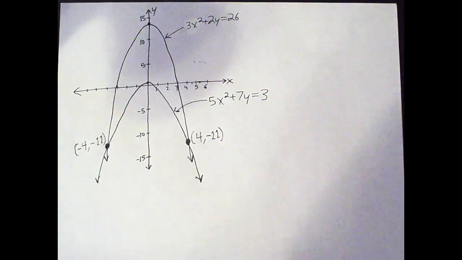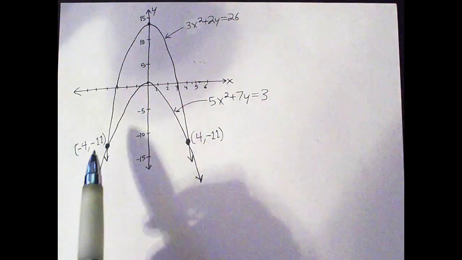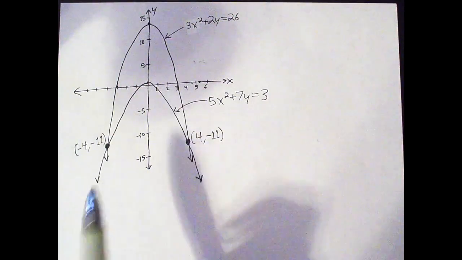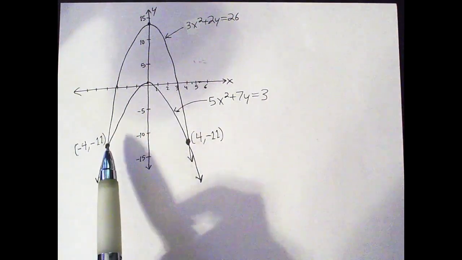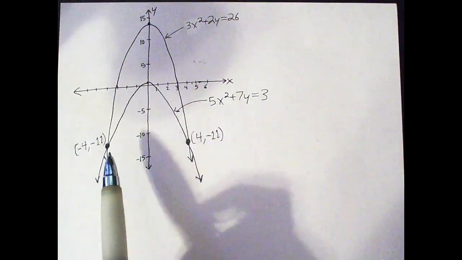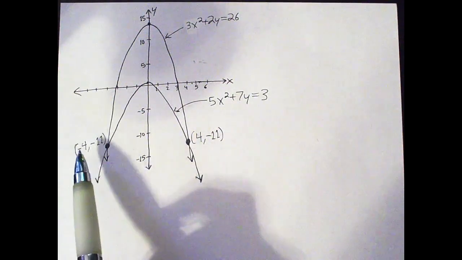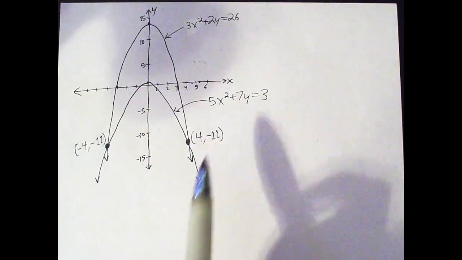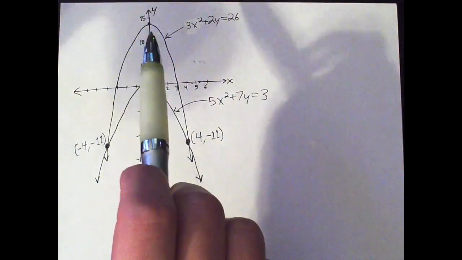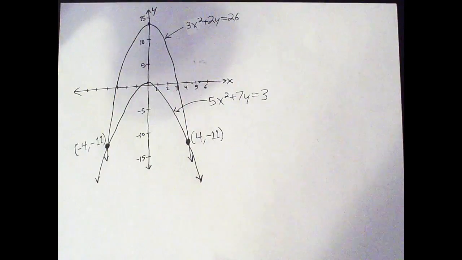So if I were given a system and I'm trying to solve it, I would probably use method 1 or method 2, but I did want to do this one so that you could see we're talking about the intersection of two curves, and this is why they intersect in two places. And it makes sense that the two places they intersect are symmetrical, -4, -11, and +4, -11, because they both have an axis of symmetry at the y-axis.